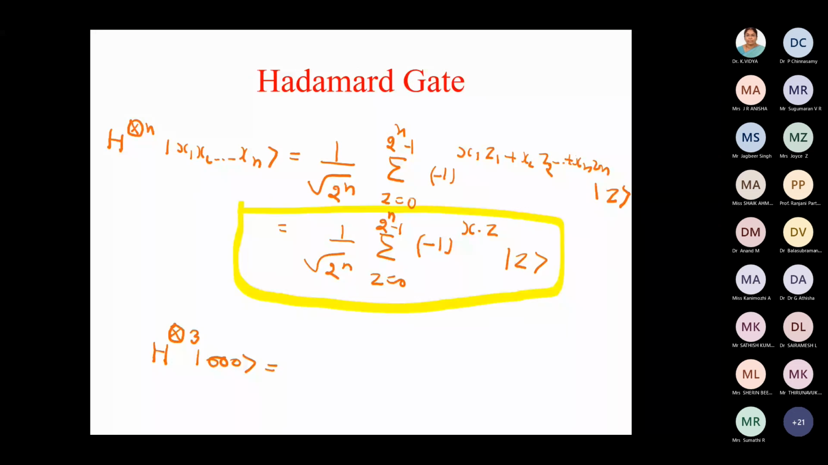So if I apply it on 3 qubits, then I will have states like this: 1 by square root of 8, and you will have all states up to 1, 1, 1. So what is the probability of getting 0, 0, 0? Can anyone tell? That is 1 by 8, 12.5%. So here all possible states, basically 2 power 3 states, will be there, starting from 000 to 111. All states will be there, and all are equally likely.